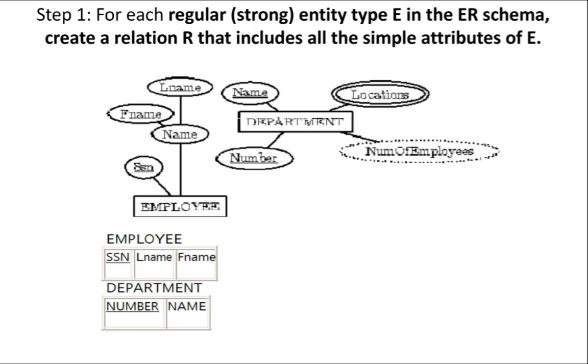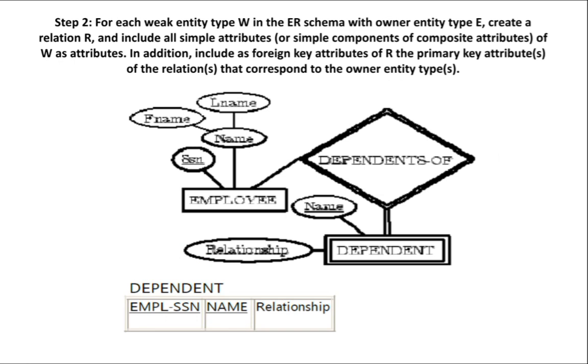See, this is the first step. If you come across these strong entity types, just convert those strong entity types, the rectangular boxes, into table format. What is the second step? Not only strong entities will be there in your company ER diagram, a weak entity will also be there. Weak entity means an entity that doesn't have its own primary key. Dependents, that is relatives of the employee, can be the example for the weak entity.